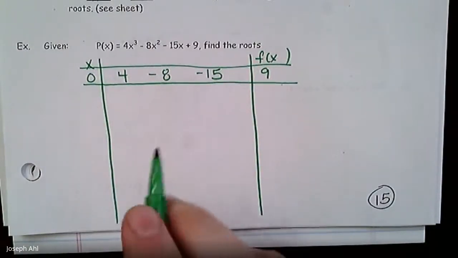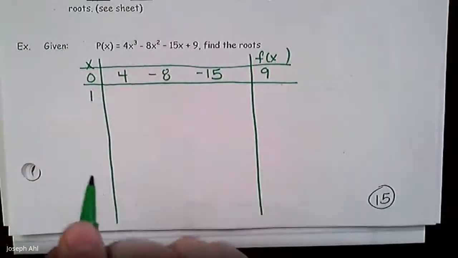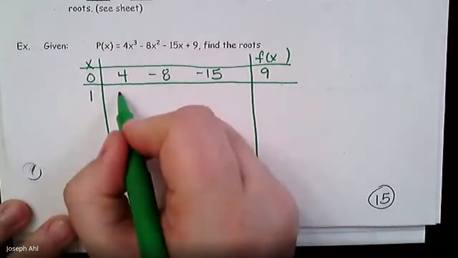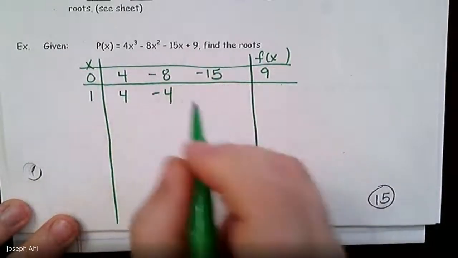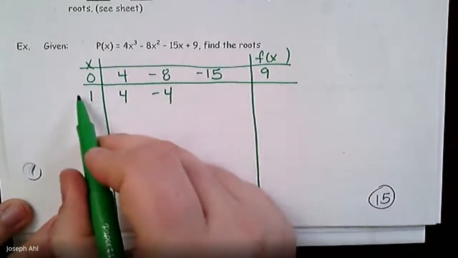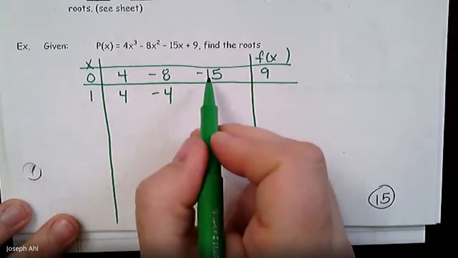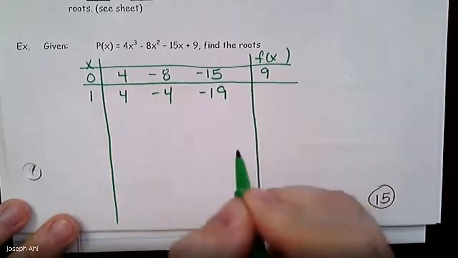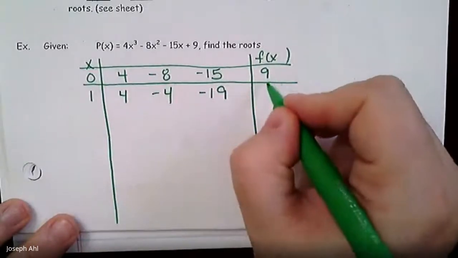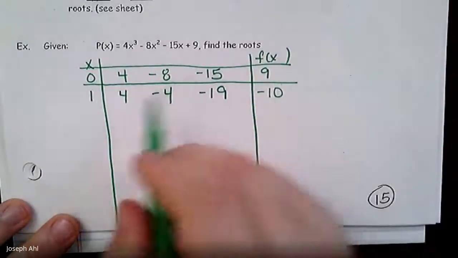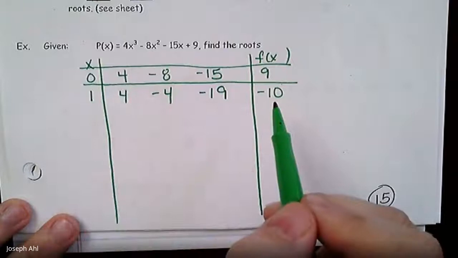Okay, let's start with good old x equals 1. That sounds like a good guess. So I'm going to bring down the 4. 4 times 1 is 4, plus -8 is -4. -4 times 1 is -4, add it to the -15 to get -19. -19 times 1 is -19, plus 9 is -10. Well, the conclusion is 1 is definitely not a root.